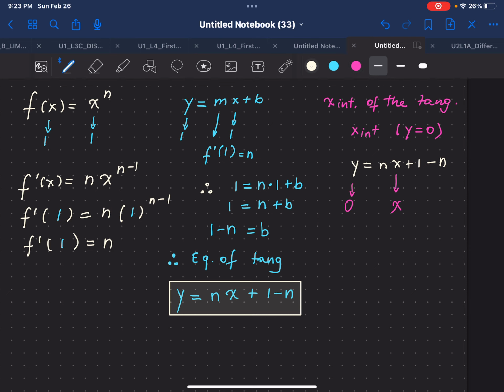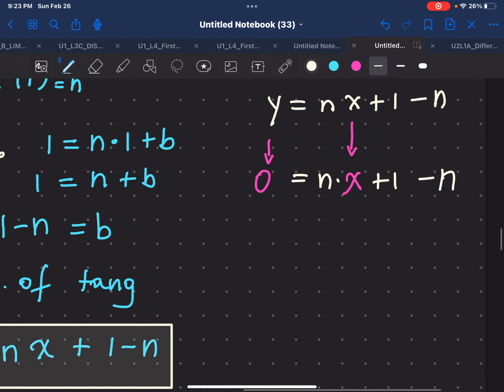So let's continue. We have 0 equals n times x plus 1 minus n. Now we are solving for x, remember? So which means that the term nx should stay on the right side. The rest of the terms will come to the other side.